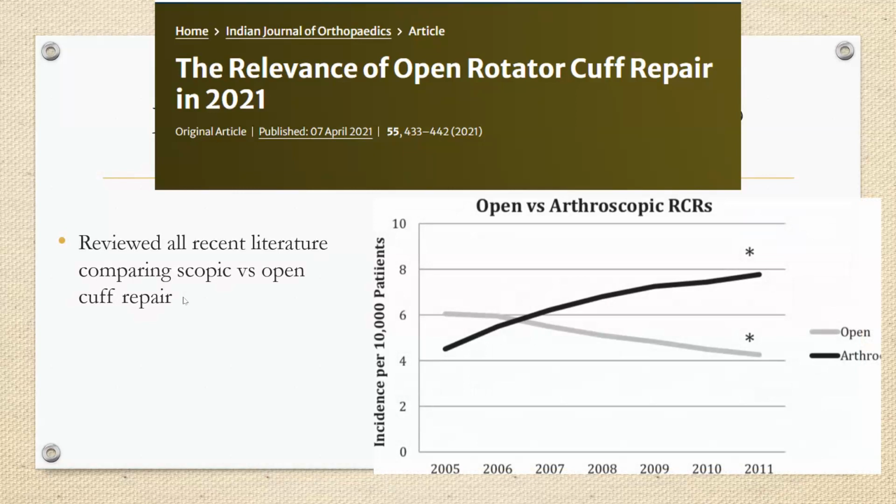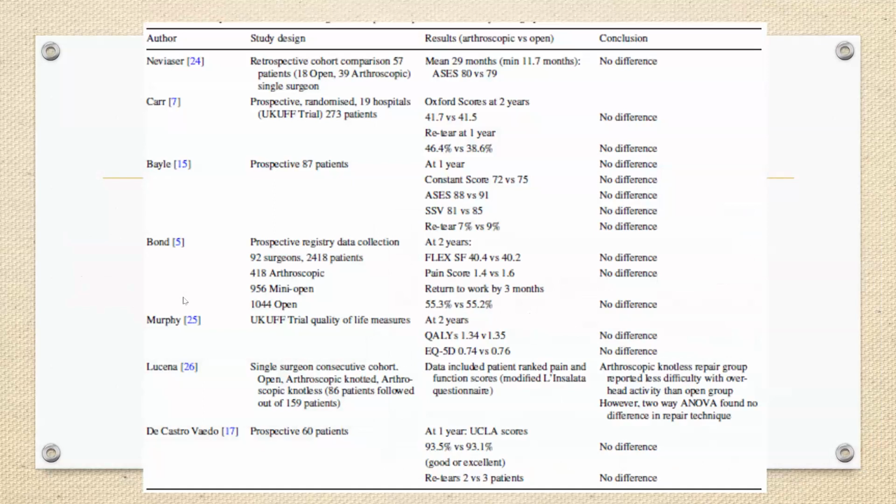So there's a general linear increase in use of arthroscopic cuff repairs all over the world, and there's a general declining trend with the use of open as well as mini open cuff repairs. So these are the studies that they included in this review. As you can see, they had good volume studies, a good cohort of patients in both the open repair as well as the arthroscopic cuff repair group. In this study, there are about 1,000 patients with open compared against nearly 500 patients of arthroscopic and 900 patients of mini open repairs.